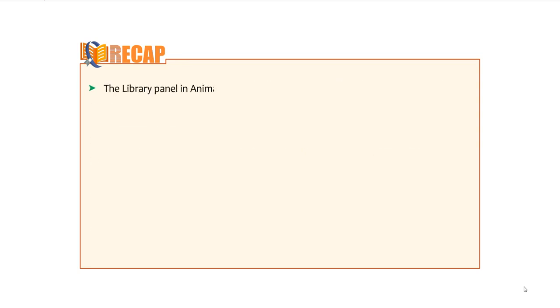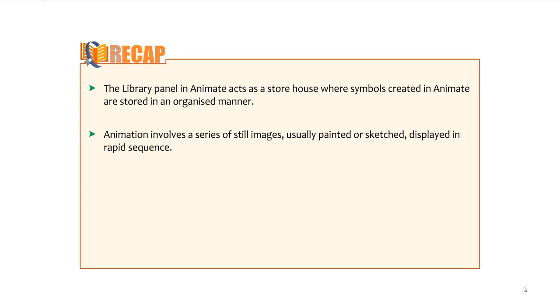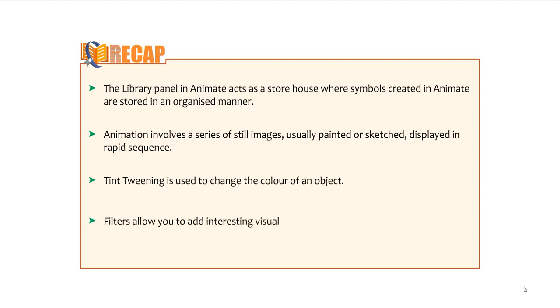The Library panel in Animate acts as a storehouse where symbols created in Animate are stored in an organized manner. Animation involves a series of still images, usually painted or sketched, displayed in rapid sequence. Tint tweening is used to change the color of an object. Filters allow you to add interesting visual effects to text, buttons, and movie clips.